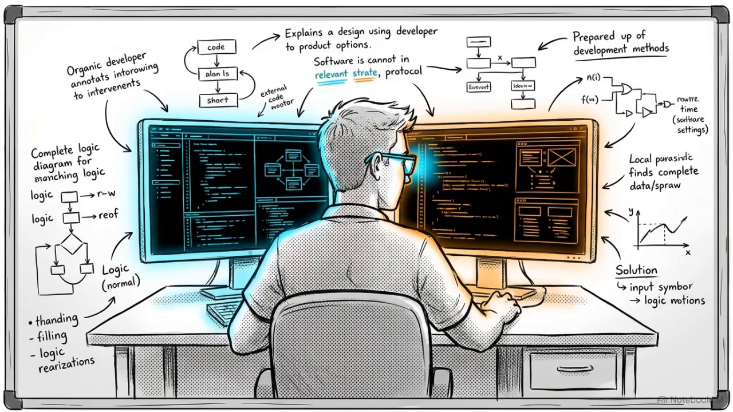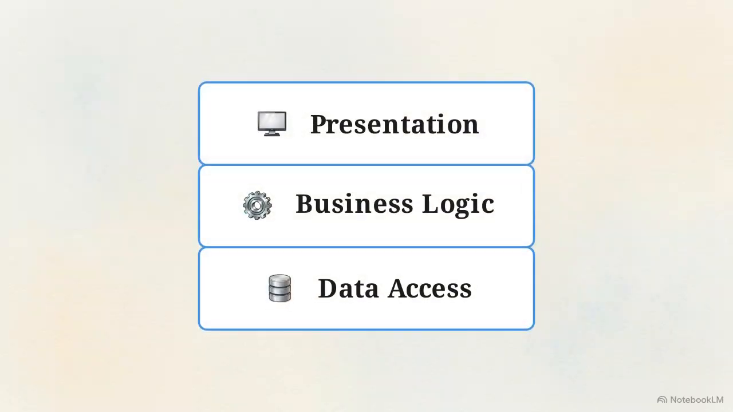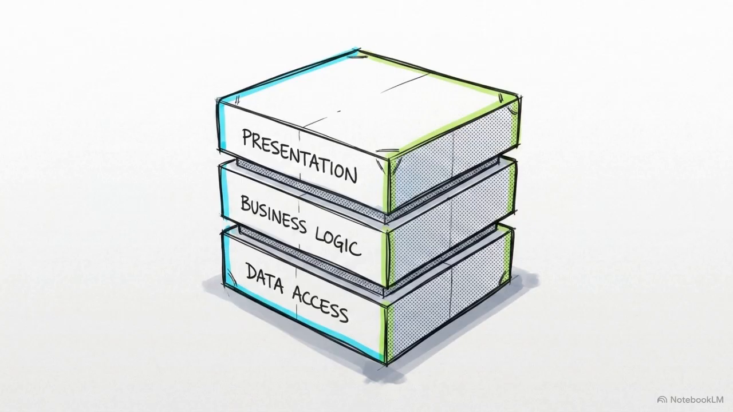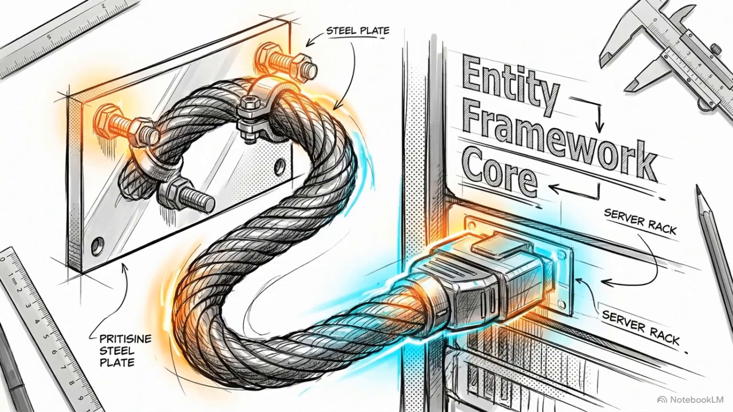Most .NET developers start by building standard N-tier applications. You stack a presentation layer on top of a business logic layer, which sits directly on top of a data access layer. Initially, this stacked approach makes sense, but as the project grows, the system often falls into a state of tight coupling. Your core business rules become physically wired to a specific object relational mapper, like Entity Framework Core.